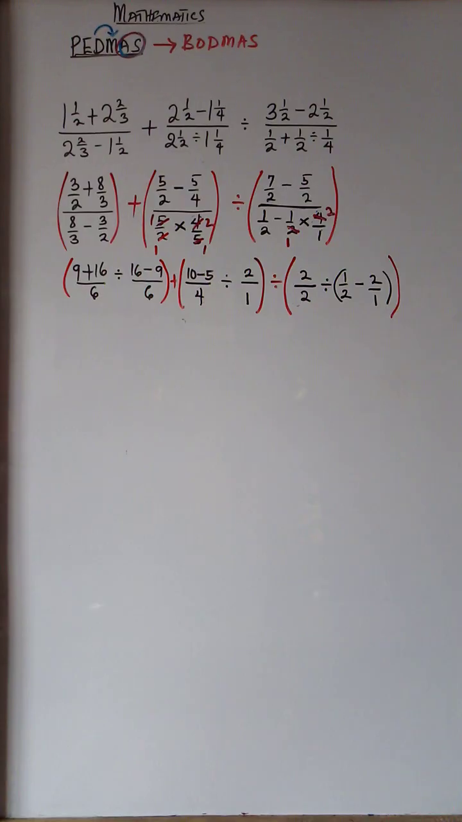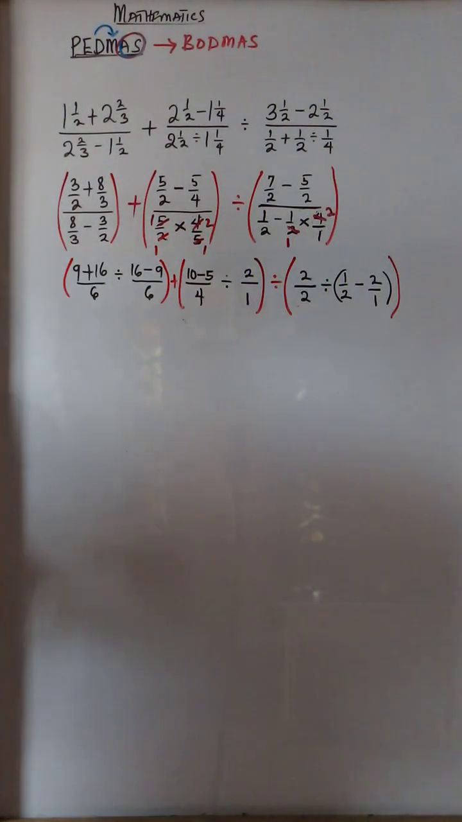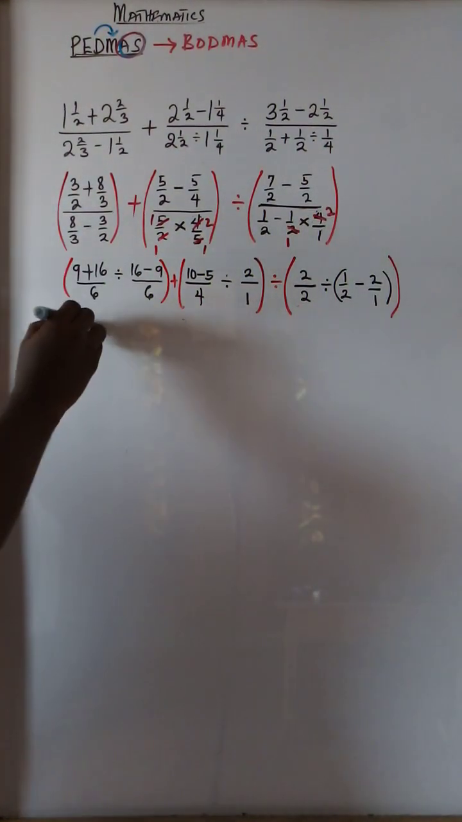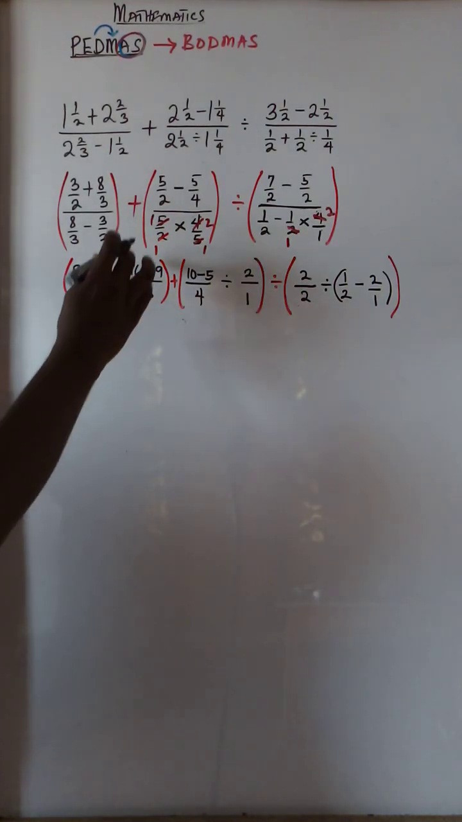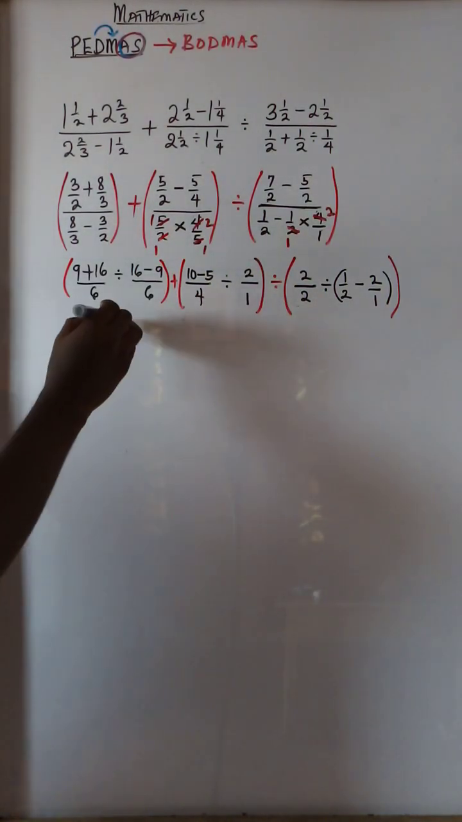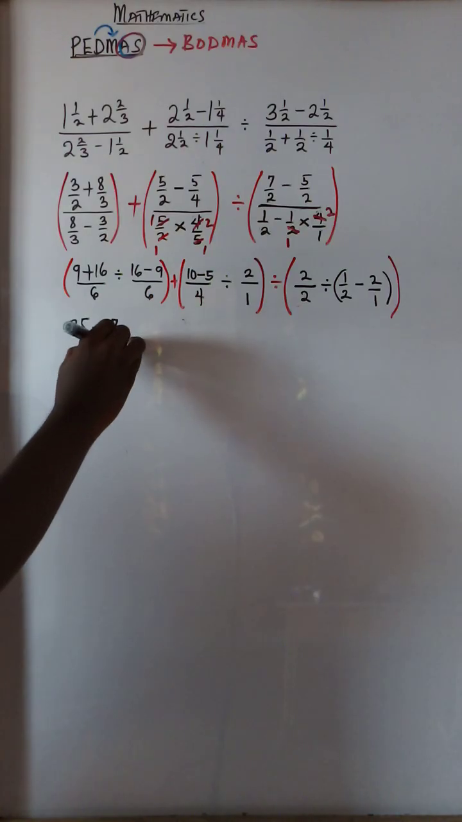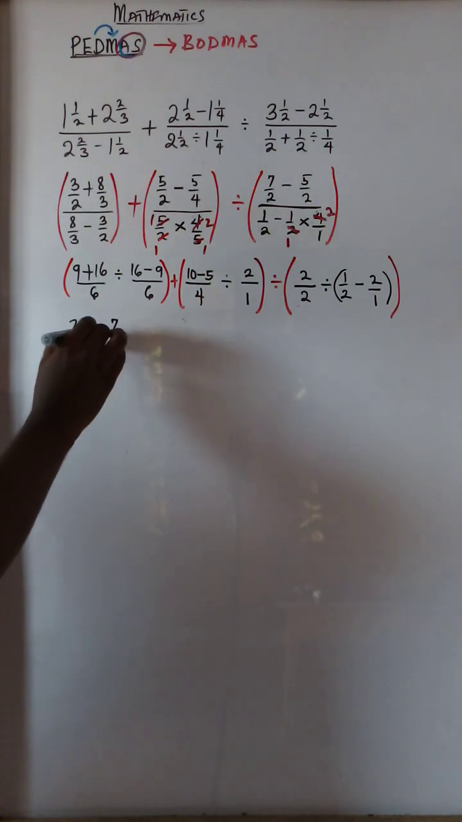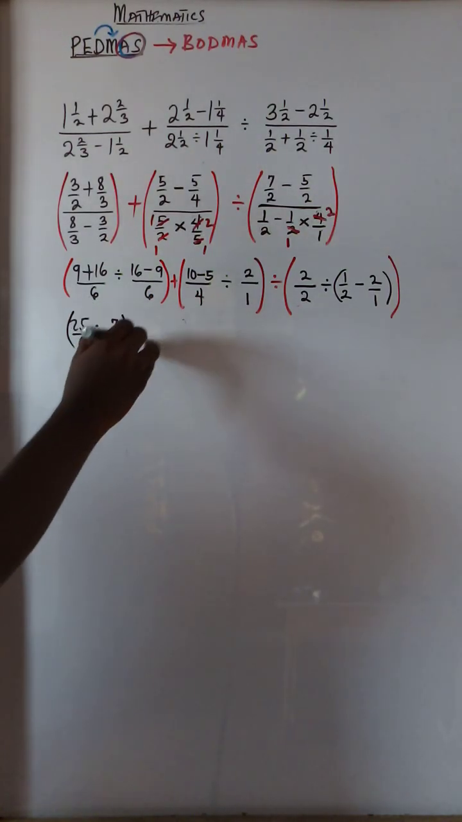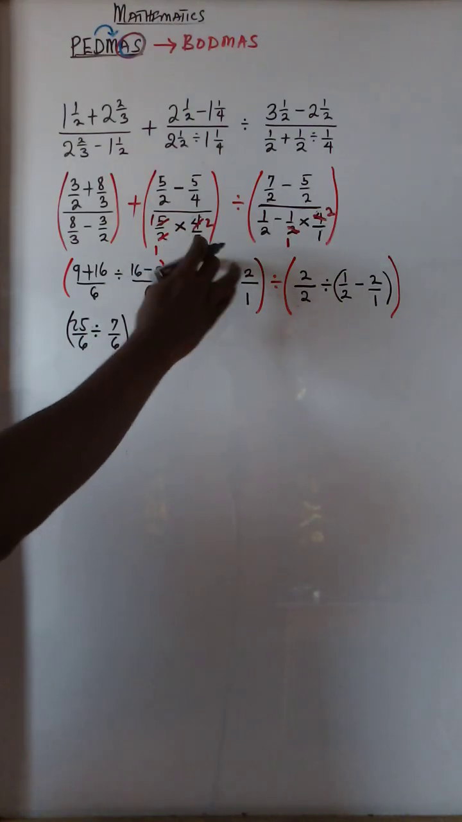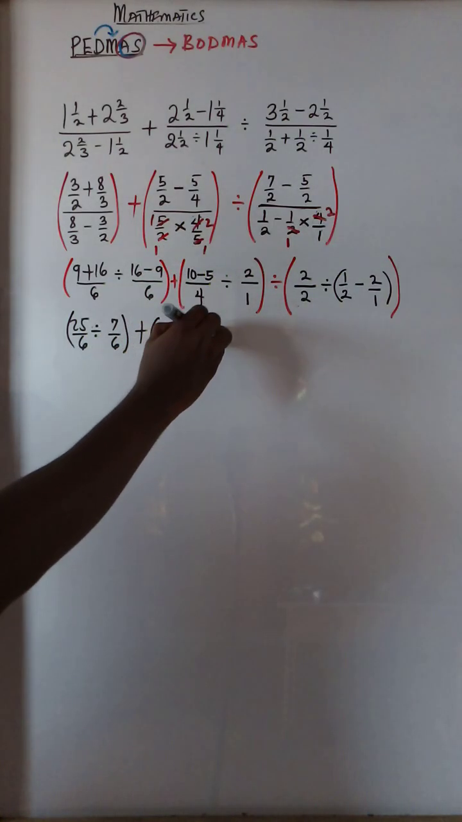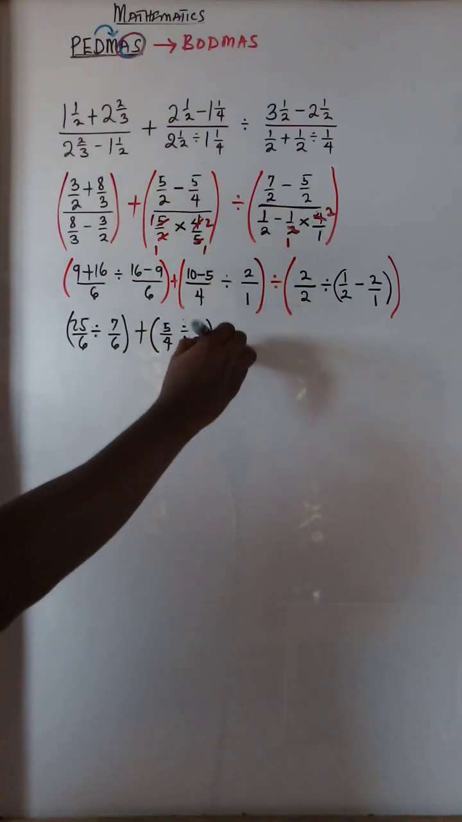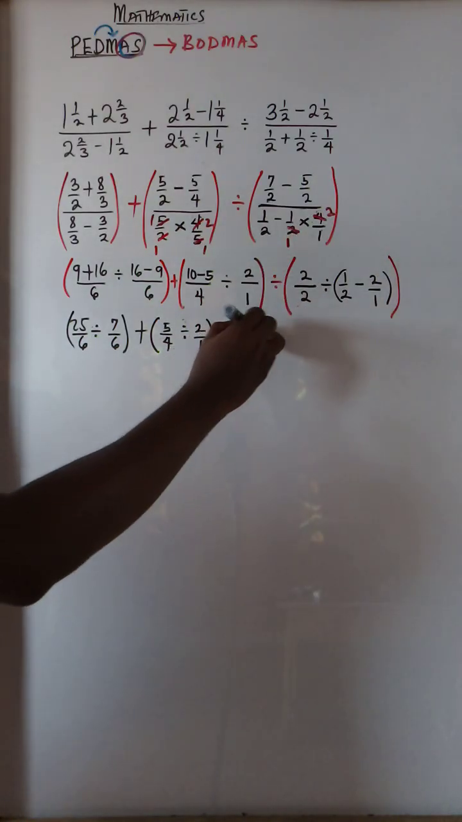What next? 9 plus 16 should be 25 over 6. Then 16 minus 9 should be 7 over 6. Sorry, divided by, it's division. That's for this one. Then plus 10 minus 5 is 5 over 4, divided by 2 over 1. Then plus 2 over 2.